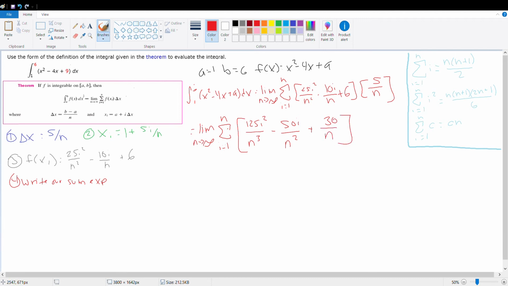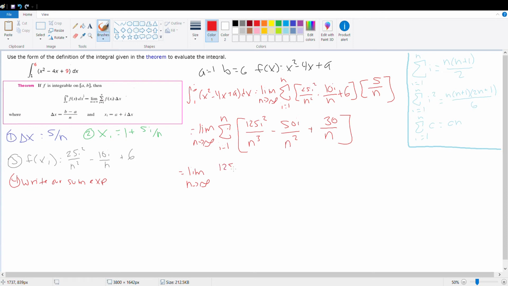And of course, as we know, we can split this sum up into the different terms. So I'm going to go ahead and do that. And we also know that we can bring everything besides the i's out of the sum, out of the little sum expression. So I'm going to do that as well.